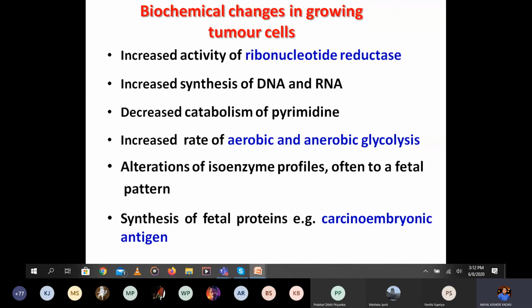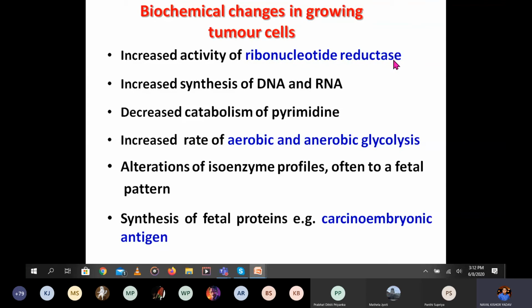So there are many biochemical changes you can see inside the growing tumor cells. Increased activity of ribonucleotide reductase. If you remember the function of this ribonucleotide reductase, it converts ribonucleotide into deoxyribonucleotide. That means it directly helps in DNA synthesis. It increases the DNA synthesis, you can say.